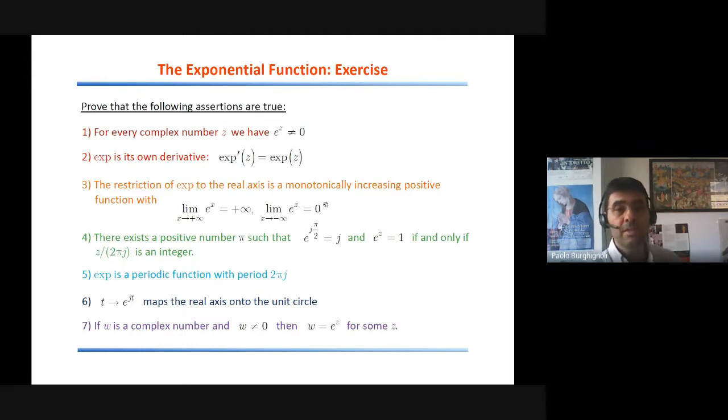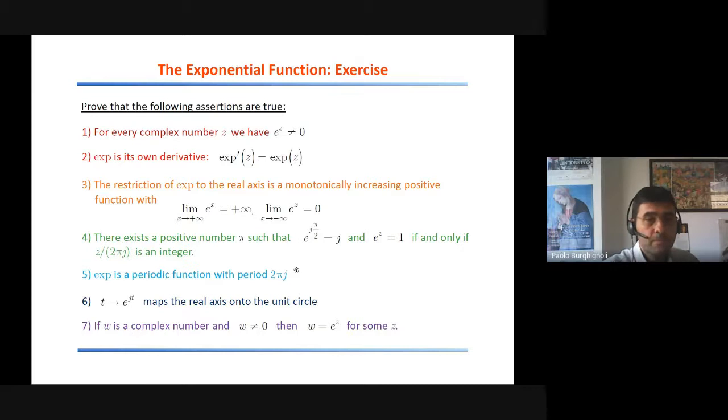Four, there exists a positive number, let's call it pi, such that e to j times pi over 2 is equal to the imaginary unit j, whereas e to z is equal to 1 if and only if z is an integer multiple of 2 pi j. Of course, pi is the usual quantity that we call pi, so 3.14, etc. Five, the exponential is a periodic function of its argument, and the period is purely imaginary, and it's equal to 2 pi j.